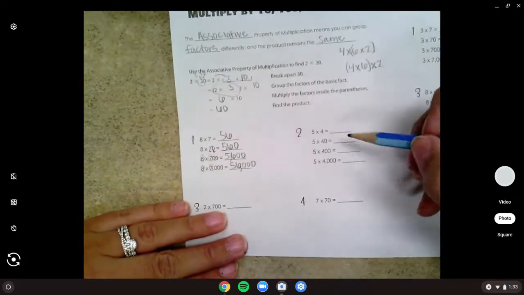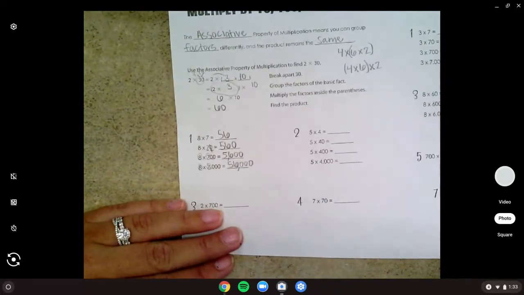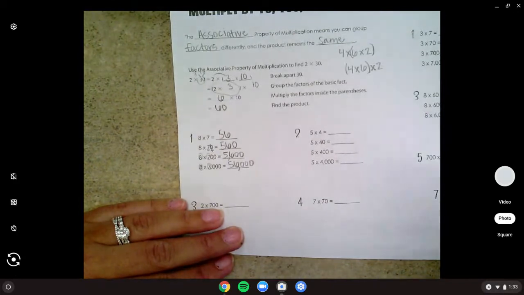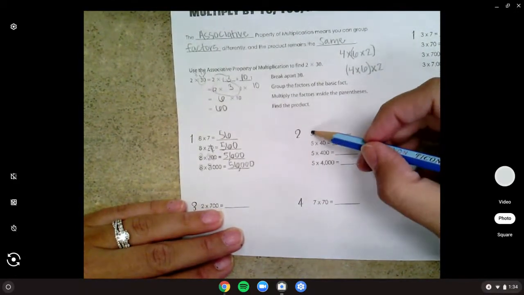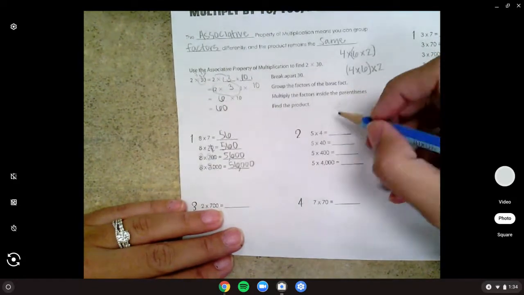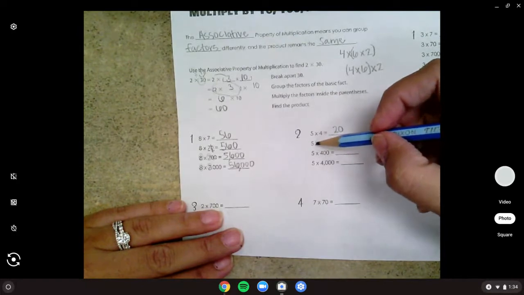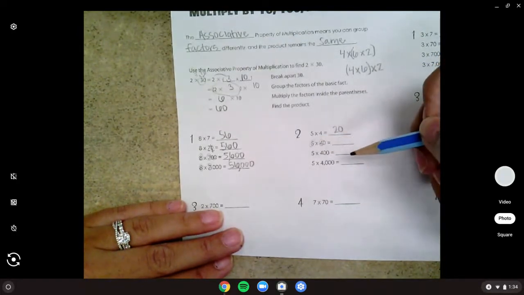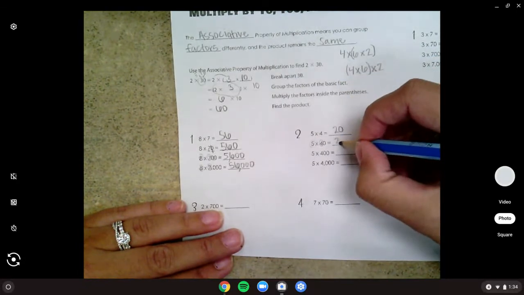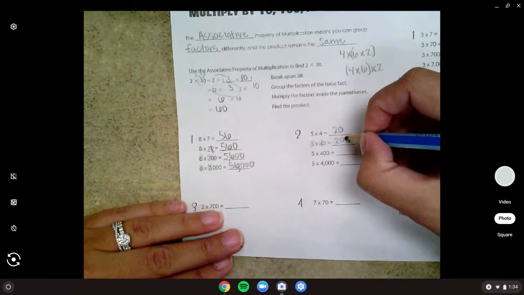Now, when we do some problems, sometimes it's going to look tricky because our product, our mini math fact product, has a 0 in it. So let's do 5 times 4. Well, we remember that that is 20. Now, if I do 5 times 40, I think about that mini math fact of 5 times 4. And I remember that that's 20. And now I need to add a 0.